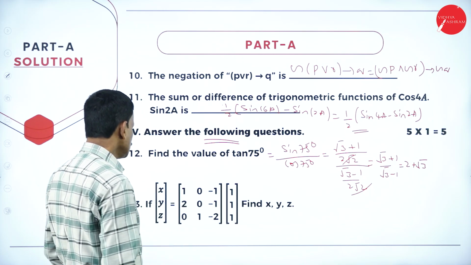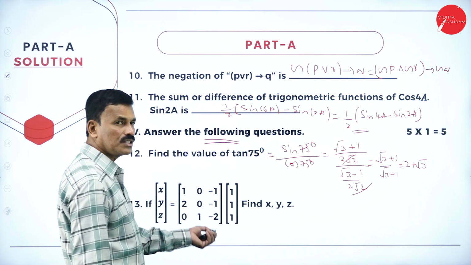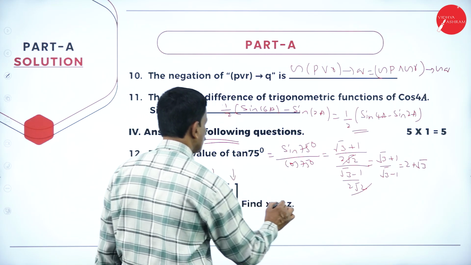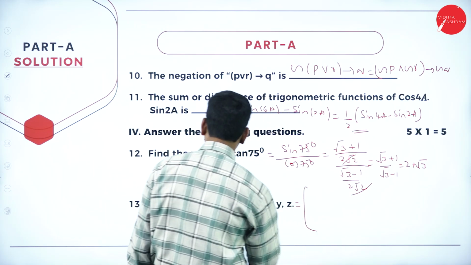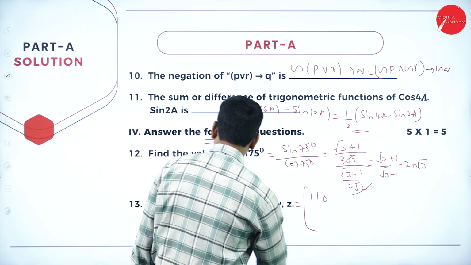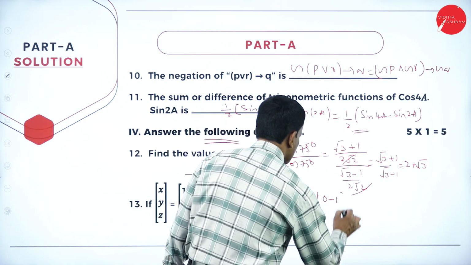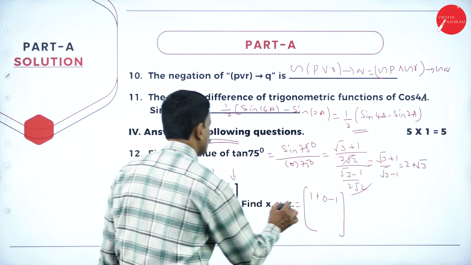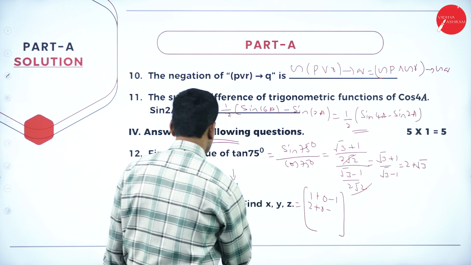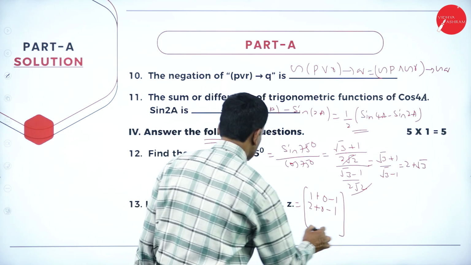Now, if XYZ is equal to this matrix product, find the values of x, y and z. Just multiply it, matrix multiplication. So XYZ is equal to: first row, 1 into 1 is 1, plus 0 into 1 is 0, again minus 1 into 1 is minus 1. Then 2 into 1 is 2, 1 into 0 is 0, again minus 1 into 1 is minus 1.